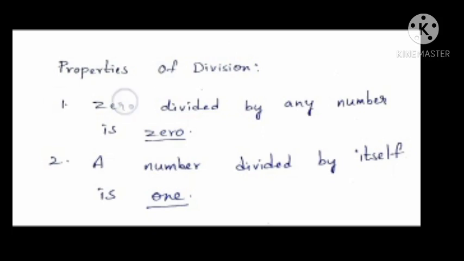First property. 0 divided by any number is 0. What is the first property, children? 0 divided by any number is 0.